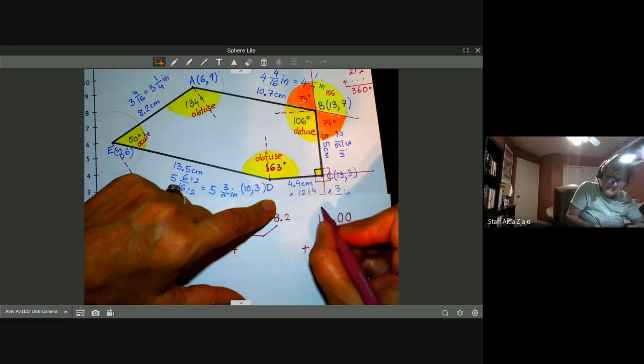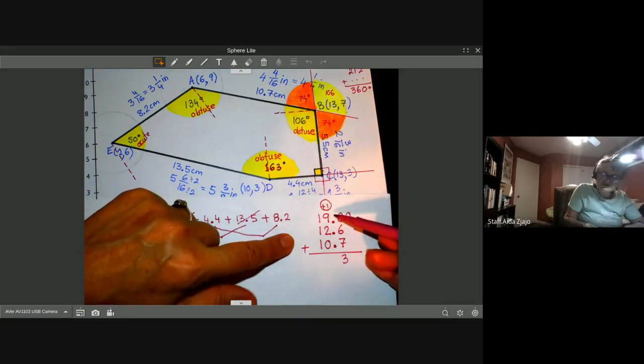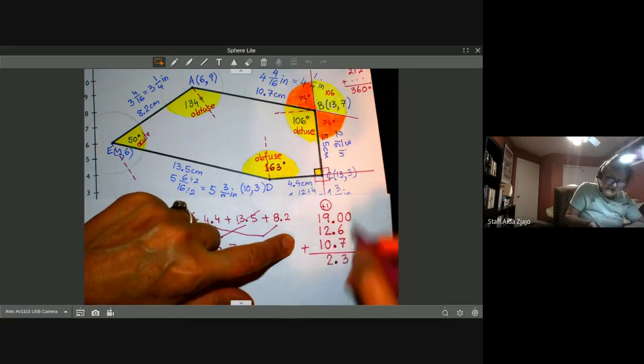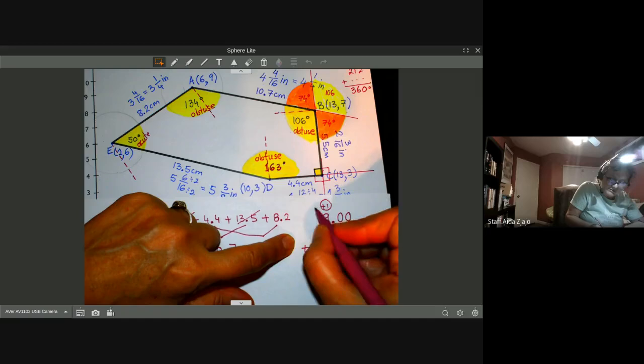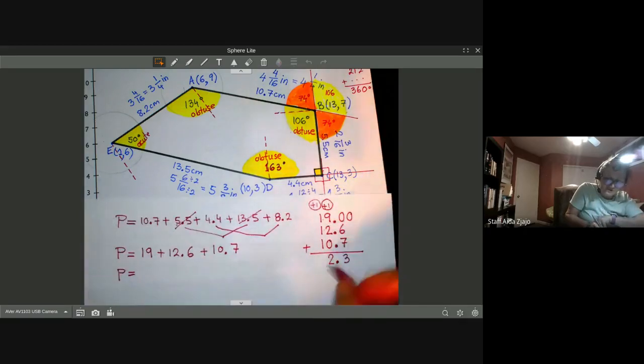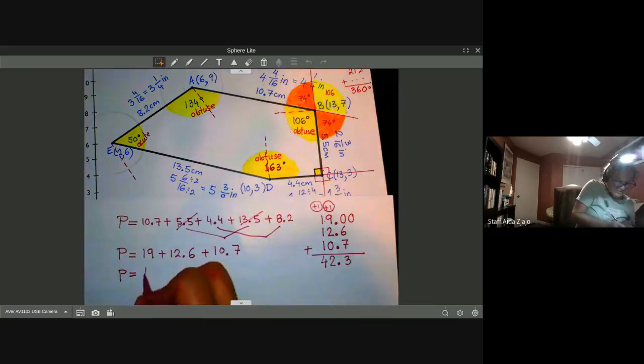3, and I remember 1. 1 and 9 is a combination for 10, so that's nice. Plus 2 equals 12. And I will remember one more here. 1 plus 1, 2, 3, 4. My perimeter is 42 whole centimeters and 3 tenths.